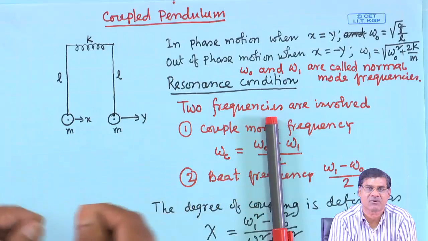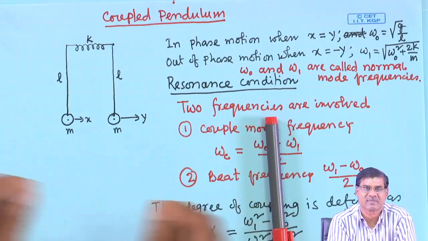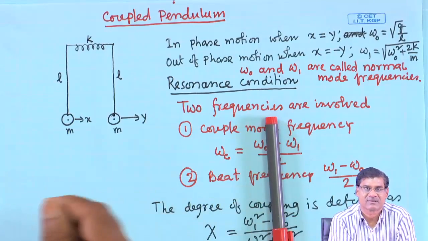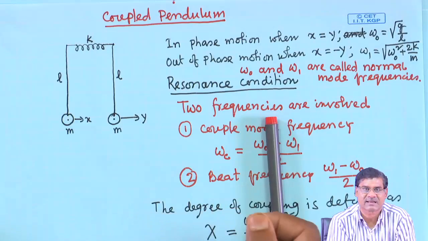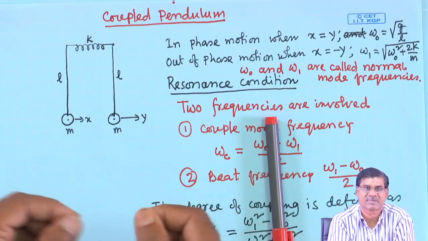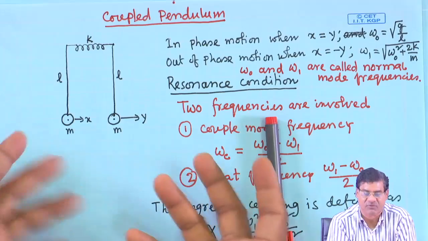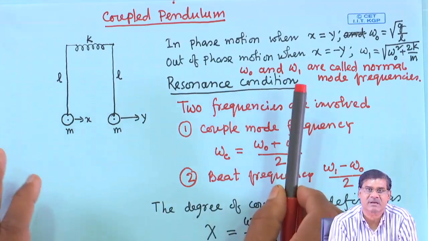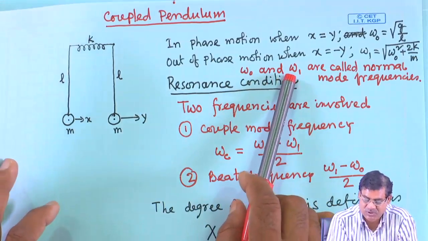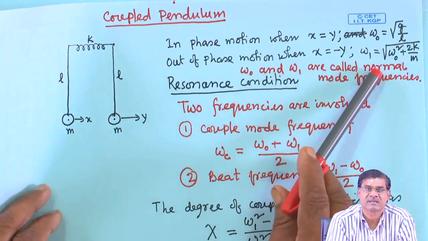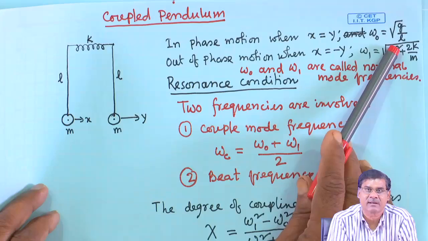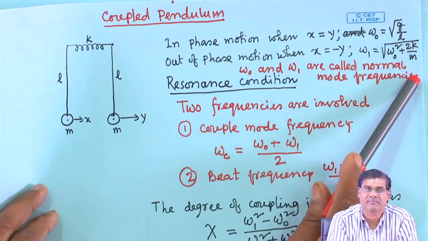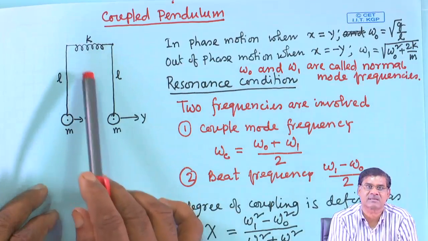So, this is called out of phase. In phase, they oscillate in the same direction, and oscillation like this. And the frequency of this out-of-phase motion will be omega 1 equal to square root of omega 0 square plus 2k by m. Here k is the spring constant.